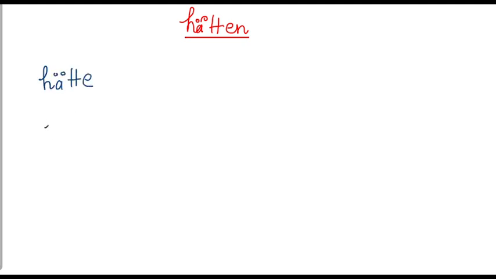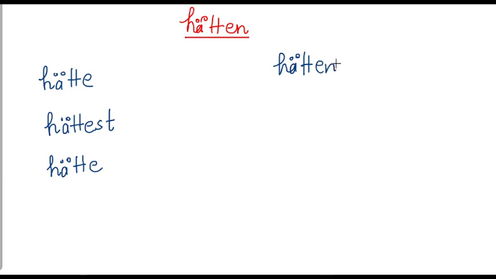Hätte, hättest, hätte. It is a very easy and very simple conjugation. Okay, so no need to confuse yourself, and no need to panic. You are not learning anything extra, but simply you are doing a kind of experimentation here. It is just an experiment with our existing verbs.